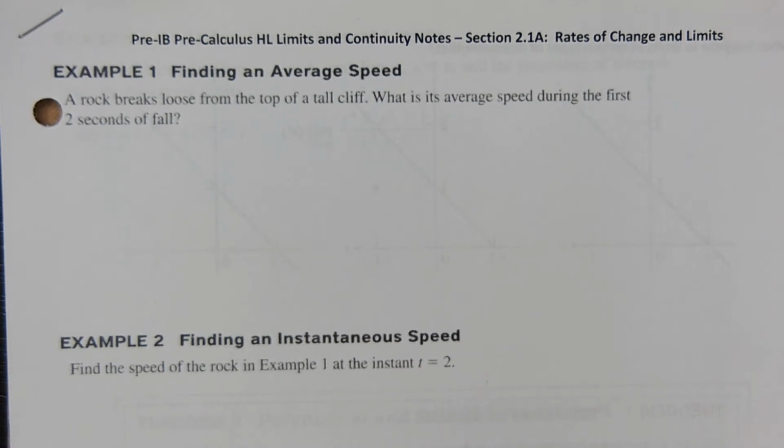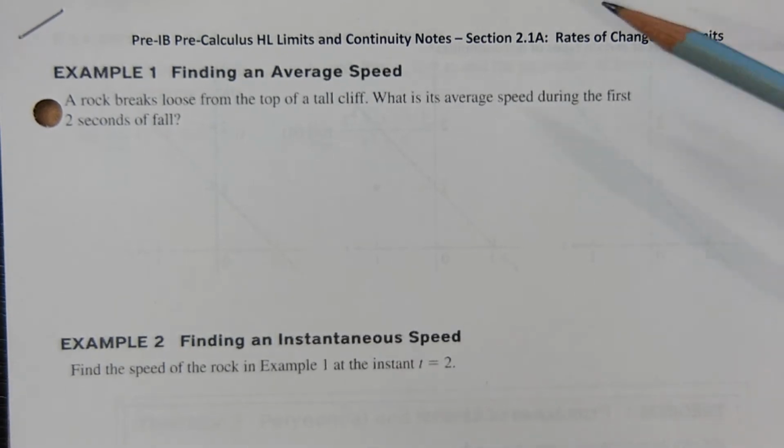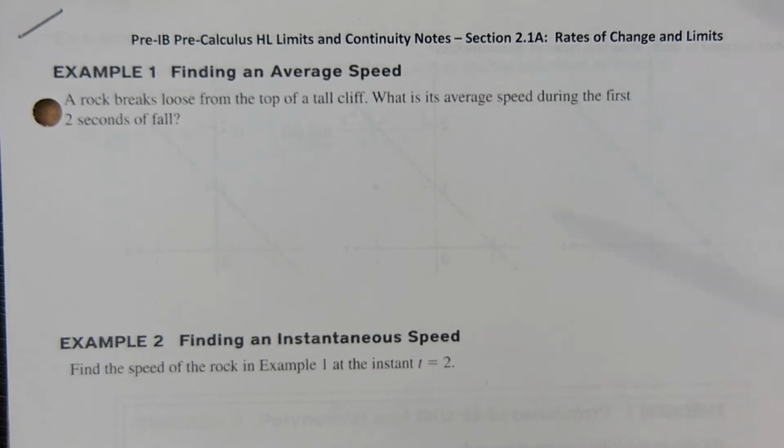All right, so what are we doing? We're starting with finding average speed. And really what we're talking about when we say average speed, we're talking about an average rate of change. Now, this is an Algebra 1 concept, average rate of change. It's really just the slope between any 2 points on a curve. So it says a rock breaks loose from the top of a tall cliff. What is the average speed during the first 2 seconds of fall?